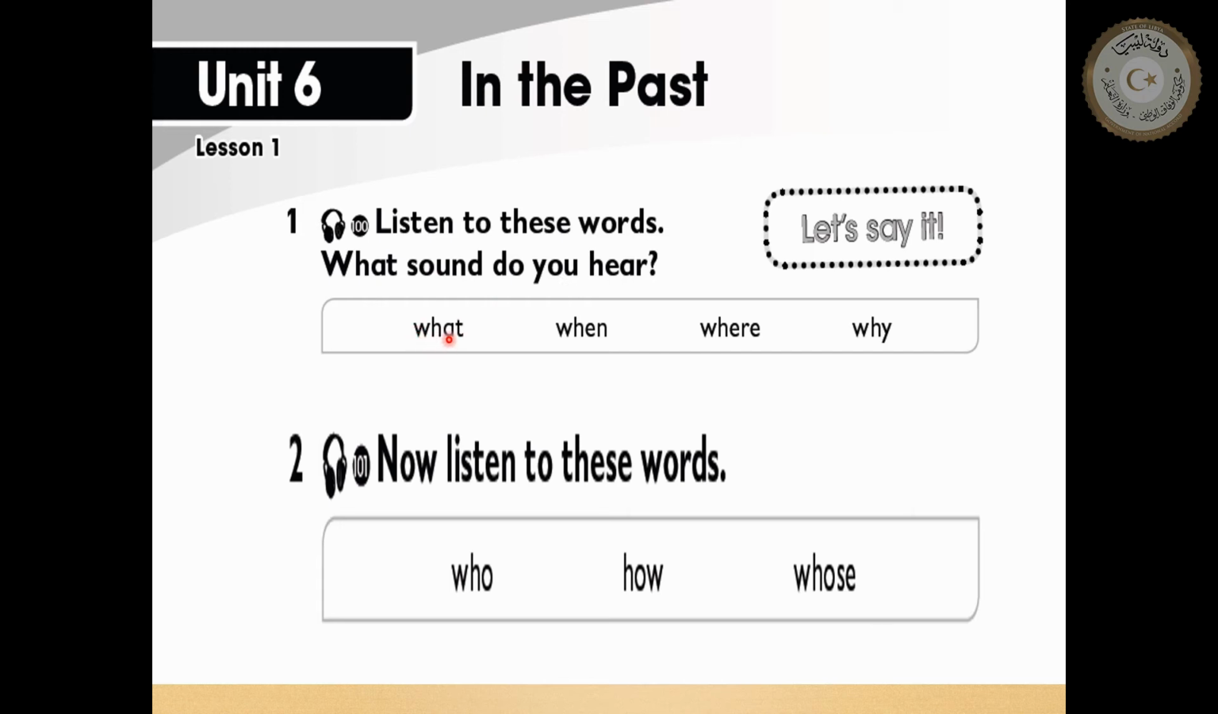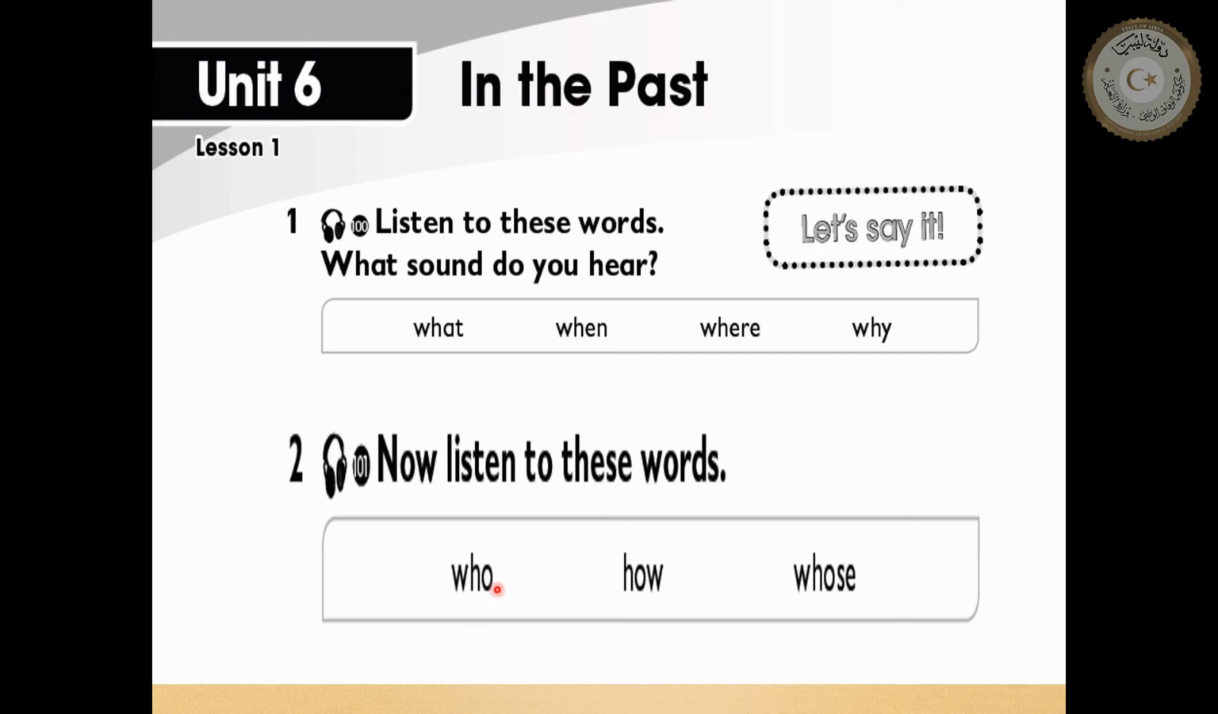Here, WH and WH letters. But what sound do you hear? What's the difference between the first group and the second group? Again, what, when, where, why, who, how, whose. The first group is the wa sound. The first group is wa, what. The second group is the ha sound. Who. WH, wa. WH, ha, who.